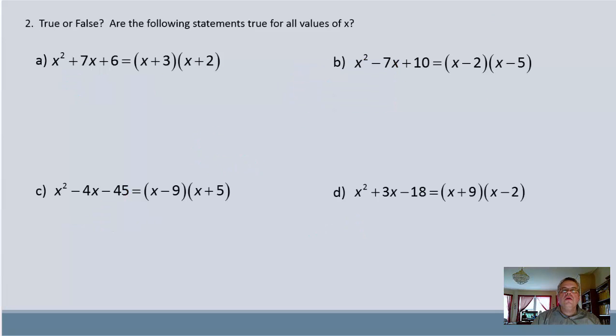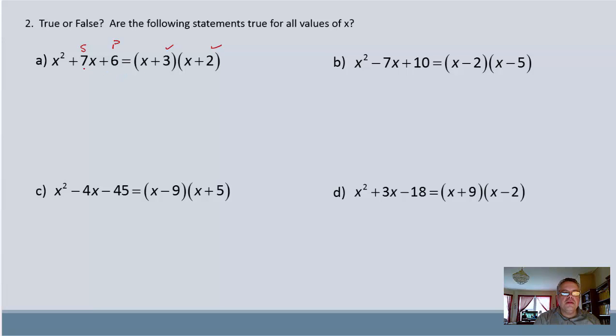Okay, so we want to see if these following statements are true or false. We want them to be true for all values of x. That means they're equivalent. Any value of x I put in this left-hand side will give me the same thing as if I put that value of x into the right-hand side. What I really want you to see is that when it's a monic trinomial, these are all monic, this number here that multiplies x is the sum of these two numbers. It's supposed to be the sum. And this right here would be the product.